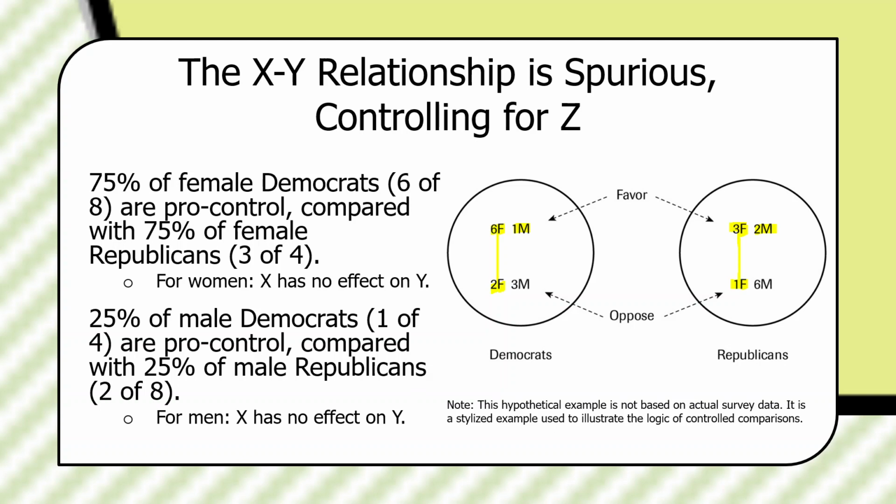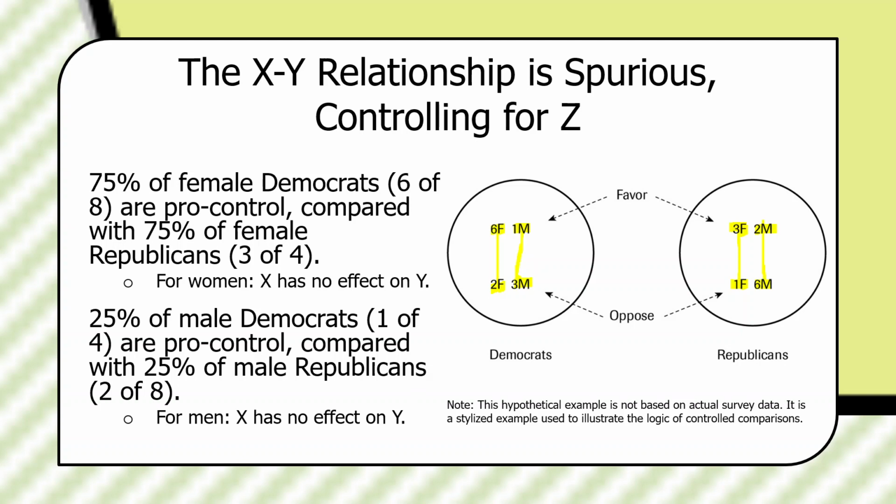Same for men. 25% of the male Democrats favor control. That's 1 out of 4, and 2 out of 8 for Republicans. That's also 25%. So what's the effect of partisanship on gun control opinions for women? It's 0. 75% versus 75%. What's the effect of partisanship on gun control opinions for men? 0. It's 25%, 25%. The whole relationship is being artificially produced by this huge compositional difference and this very strong relationship between gender and gun control opinions.